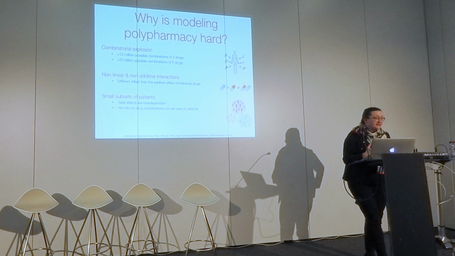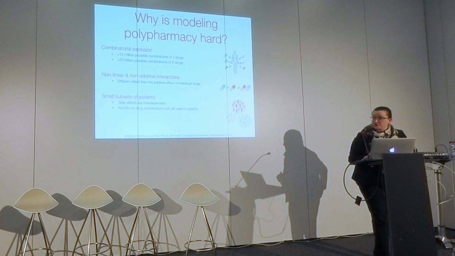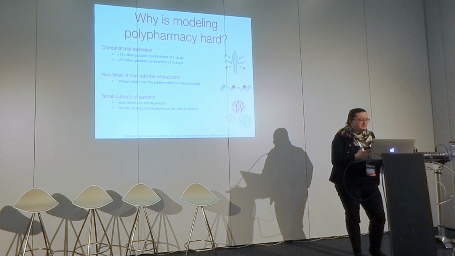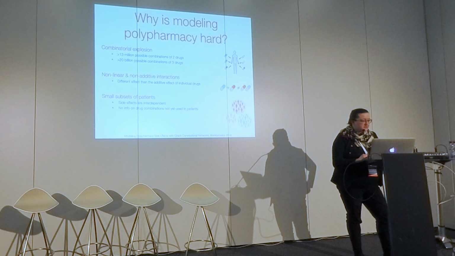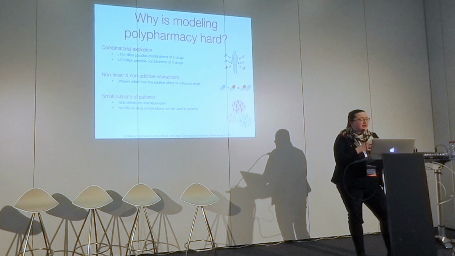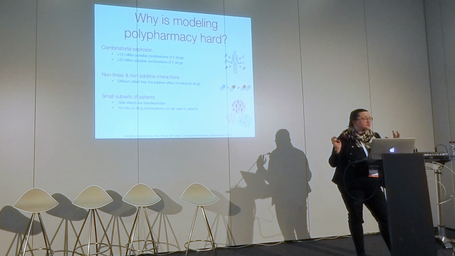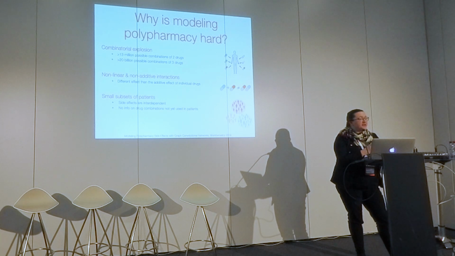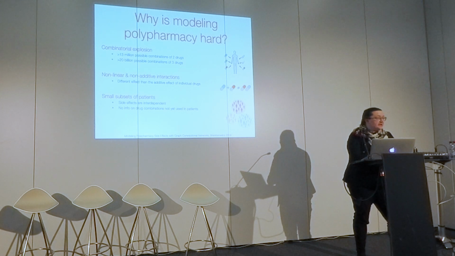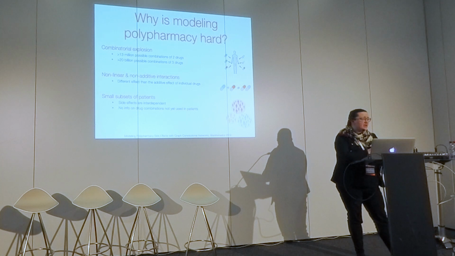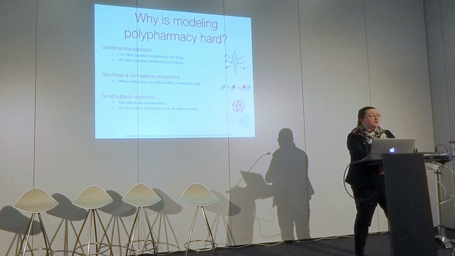Why is modeling this particular problem very challenging? It's challenging for a number of reasons, but let me mention three of those. The first is a combinatorial explosion of possible combinations of drugs. If we consider all combinations that involve just 2 drugs on the US market, we would get more than 30 million possible combinations. If you look at combinations of 3 drugs, we get more than 20 billion possible combinations.